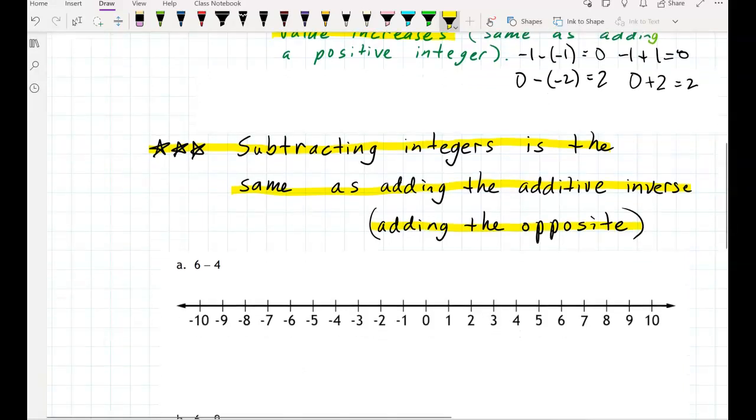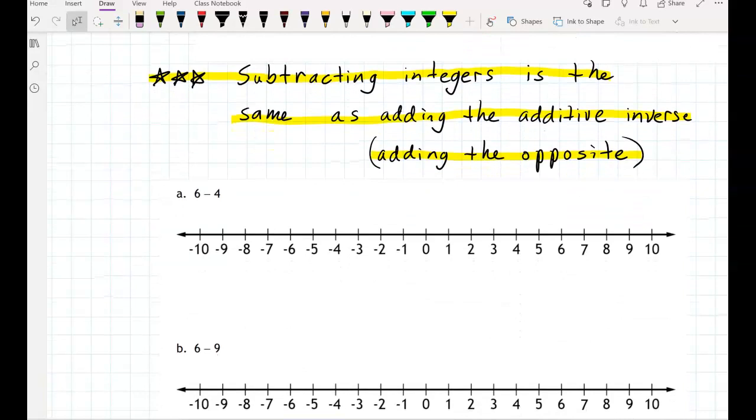So, let's take a look at some examples using just a plain old number line. 6 minus 4. Now you guys know what 6 minus 4 is. That's easy. But let's take a look at it on a number line. First of all, we're going to change this subtraction to adding the opposite. So 6 minus 4 is the same thing as 6 plus the opposite of 4, which is negative 4. Take a minute, let that soak in. 6 minus 4, the same as 6 plus negative 4.